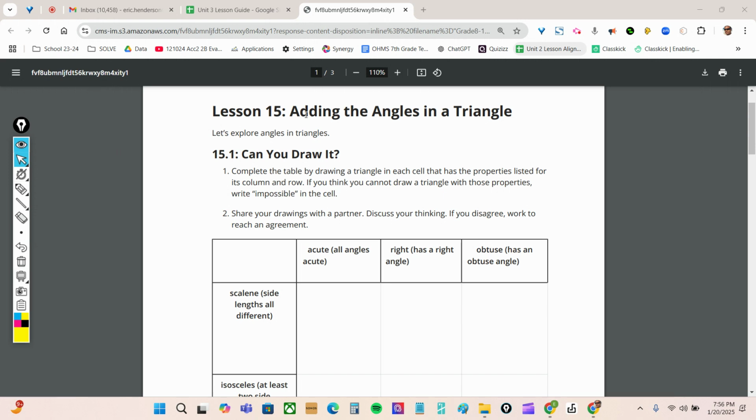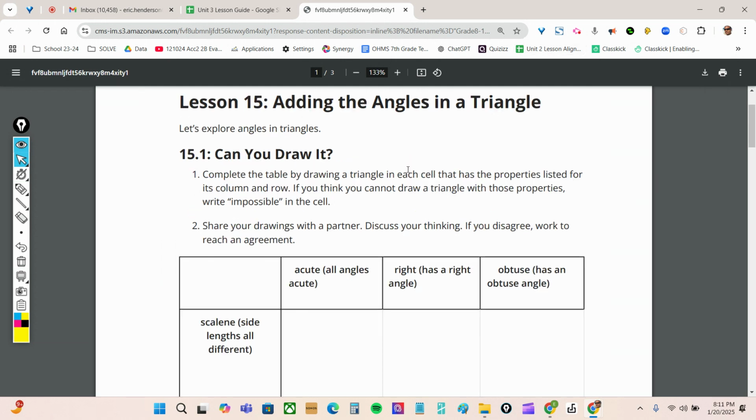Okay, so today we're doing adding the angles in a triangle, and it's about exploring angles in a triangle. All right, so let's get it started.